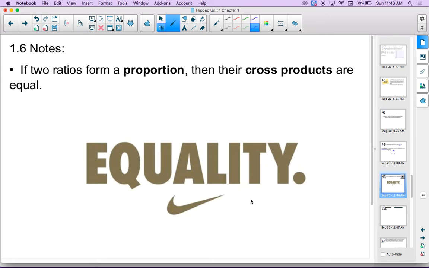One fast note for 1.6, if two ratios form a proportion, then their cross products will always be equal. So we will see how that helps us to solve some practice problems. In fact, it helps us solve a lot of real-life problems that deal with proportional relationships.